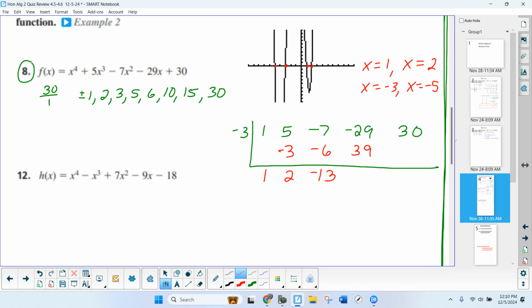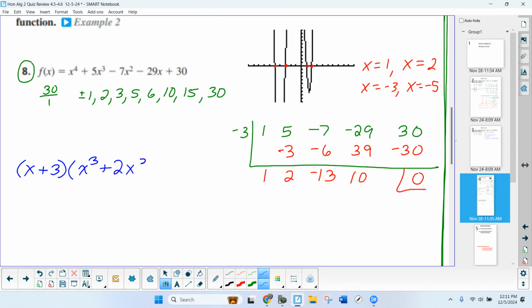Negative 30, 31. Add. Multiply. Add. 0. Okay. So the factors of this would be, let me get rid of this here because it is in my way. All right. So the factors of this would be x plus 3, and then since I started with the 4th, this would be x to the 3rd, 2x squared, 13x plus 10.